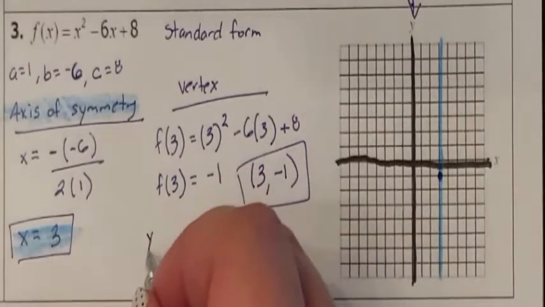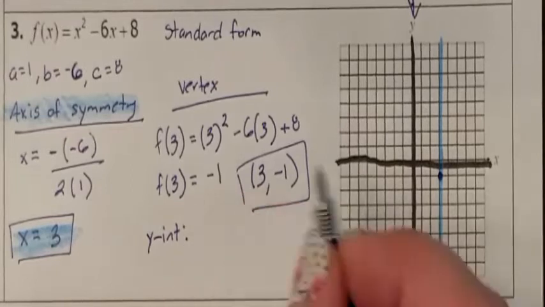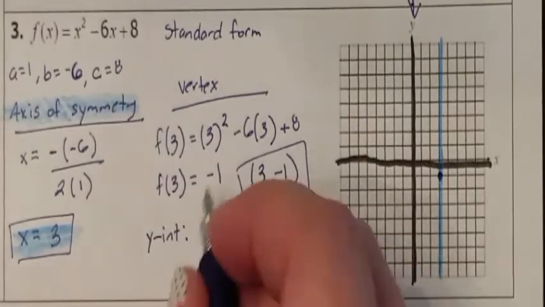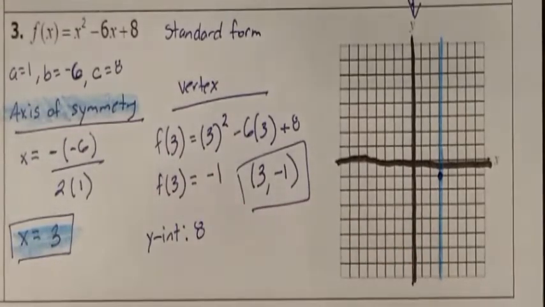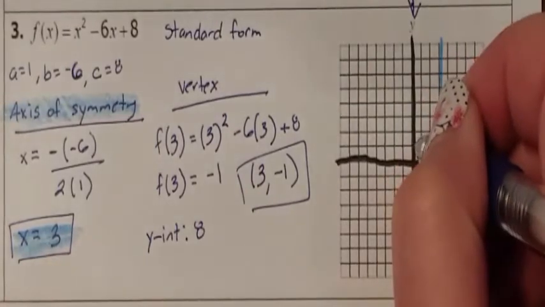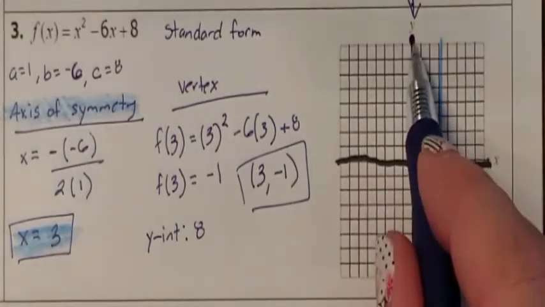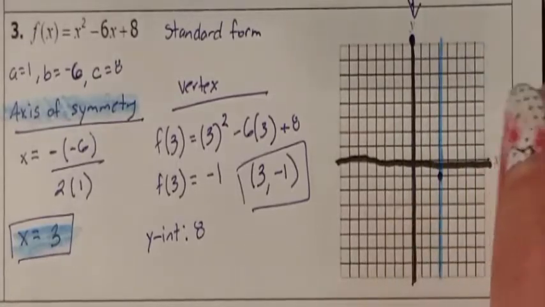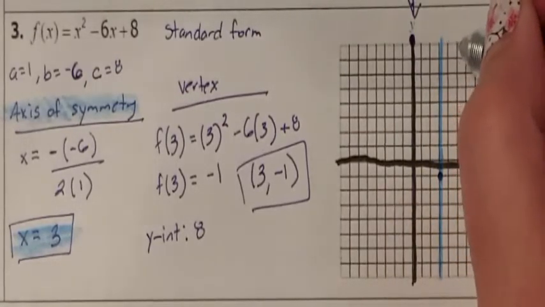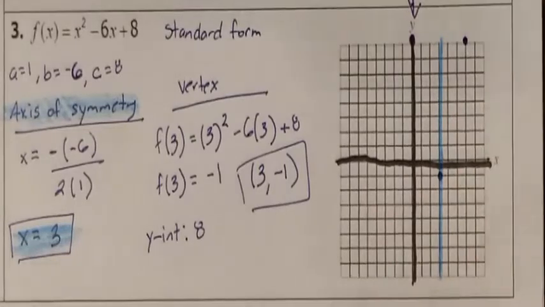Now we need to find our y-intercept. My y-intercept is where I cross the y-axis, which is the c. So my y-intercept is the coordinate point 8. So I cross up here at 8. My 8 is 1, 2, 3 away from the axis of symmetry, which means its partner is also 3 away from the axis of symmetry.